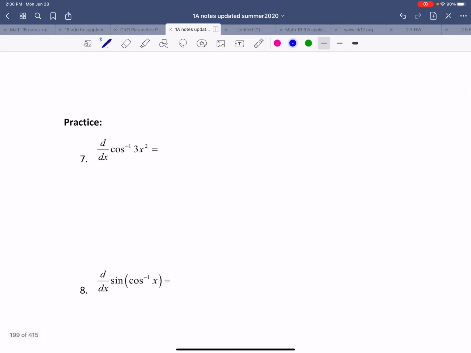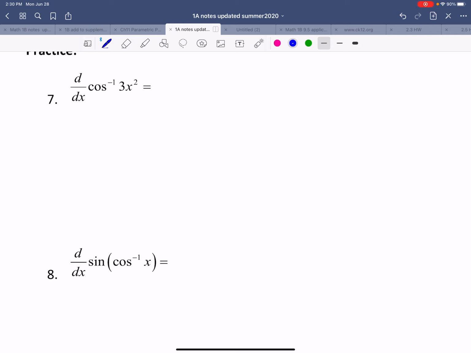Okay, now we're going to look at some examples using the rules, finding the derivative of inverse trig functions, and also the chain rule. If I had cos inverse x, then I could just use negative 1 over square root of 1 minus x squared. But because I don't have x, I have something more than an x, we would have to do the chain rule here as well. So the derivative of cos inverse x is negative 1 over square root of 1 minus x squared.